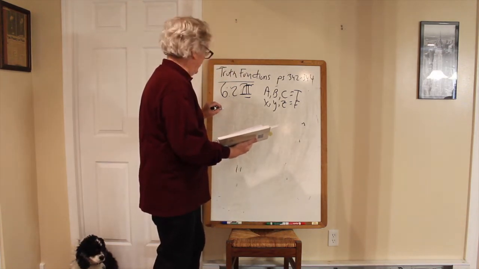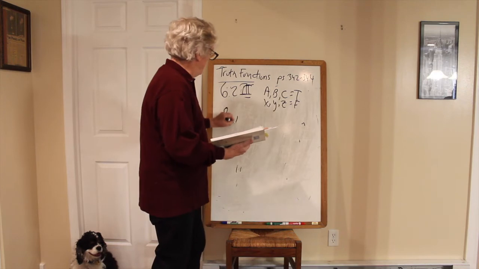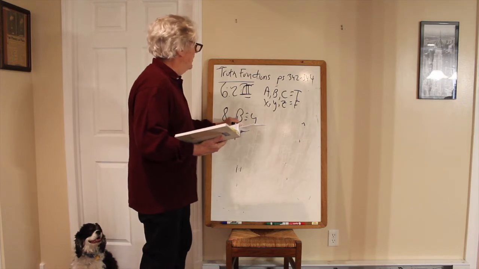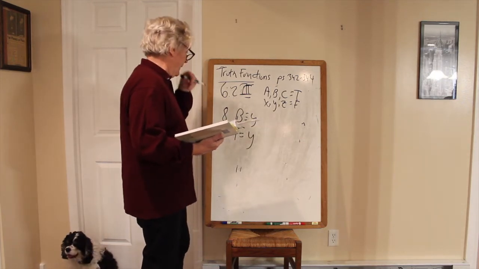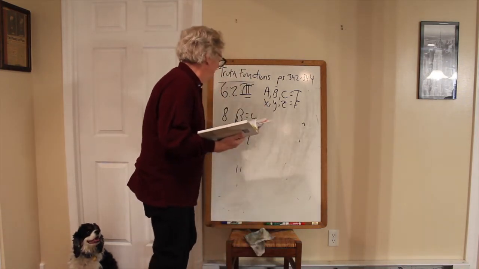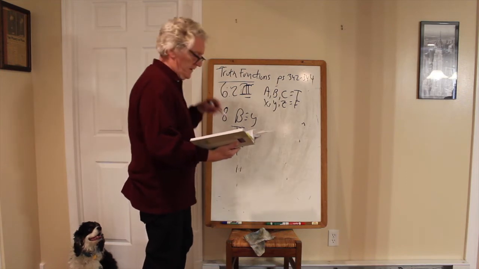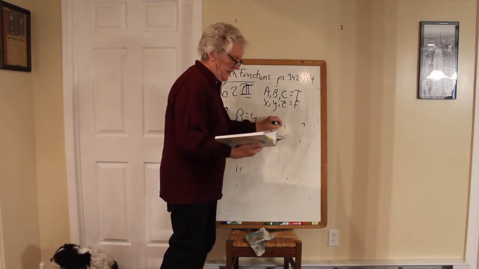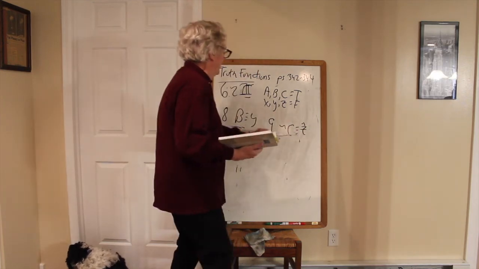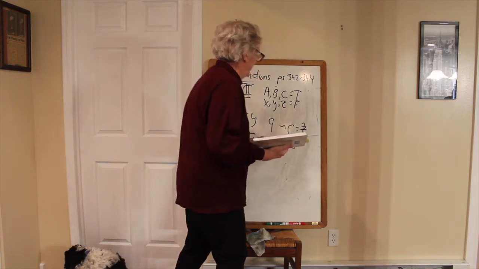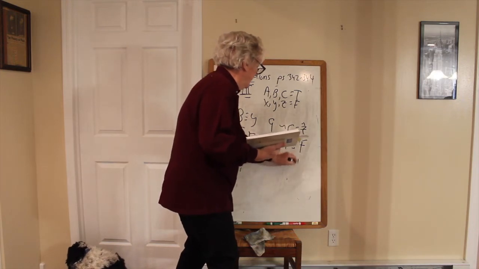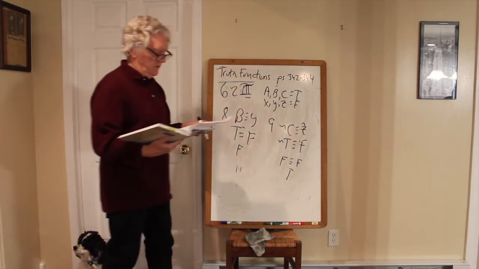Okay, so 8 is an equivalence, so B triple bar Y. Well, that's true for B and false for Y. So is true equivalent to false? No, that's false. And then number 9, not C is equivalent to Z. Well, not T is equivalent to F. That looks right. Not T is F is equivalent to F. So that one was in fact true.